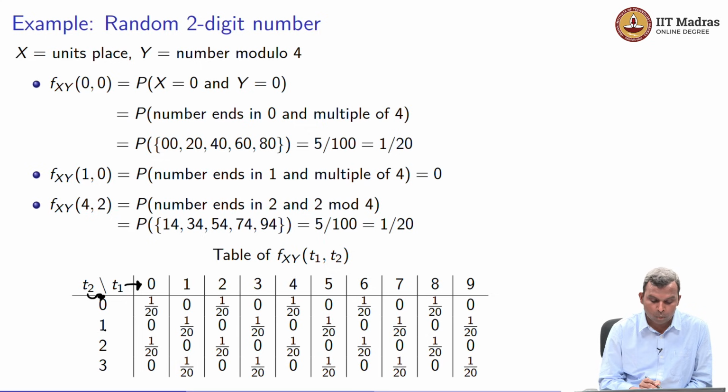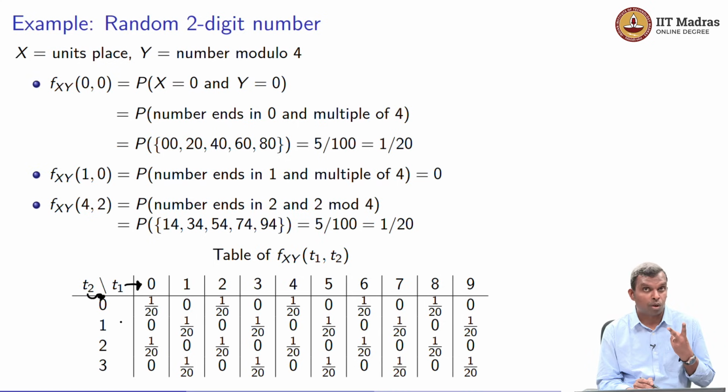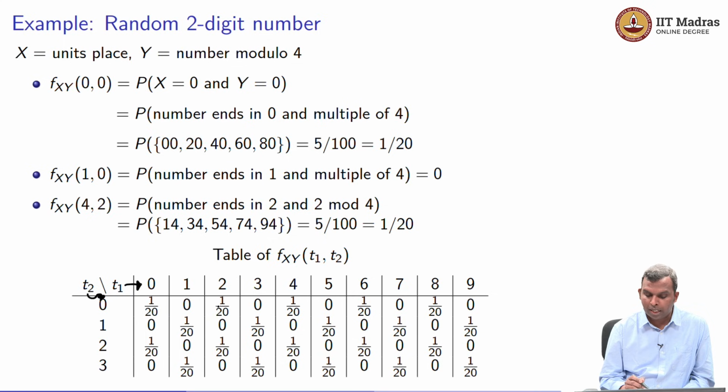Now if you go to t2 being 1, 0 comma 1 will be 0. Why is 0 comma 1 0? You can check that. If the number is ending in a 0 and you're getting 1 mod 4, that won't happen. If the number ends in 0, you will only get either 0 mod 4 or 2 mod 4. So you can't get anything else, so it will be 0. But 1 comma 1 is possible. You can end in 1 and you can get 1 mod 4. That would happen with numbers like 01, 21, 41, things like that. So you'd get 5 numbers once again. So you either keep getting 1 by 20 or 0.